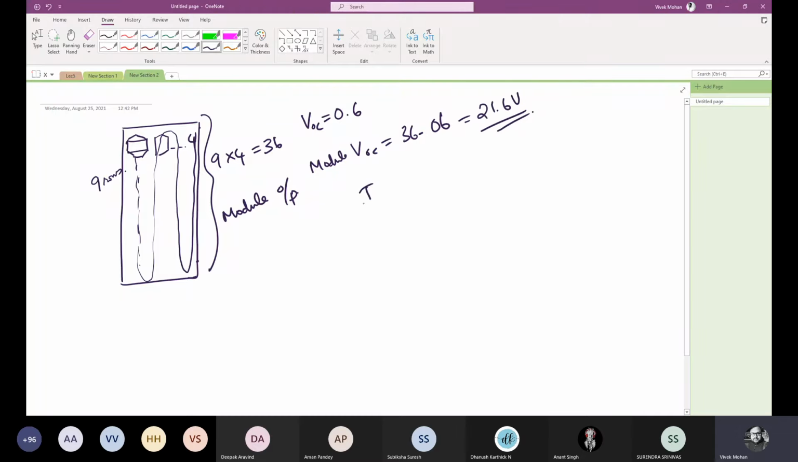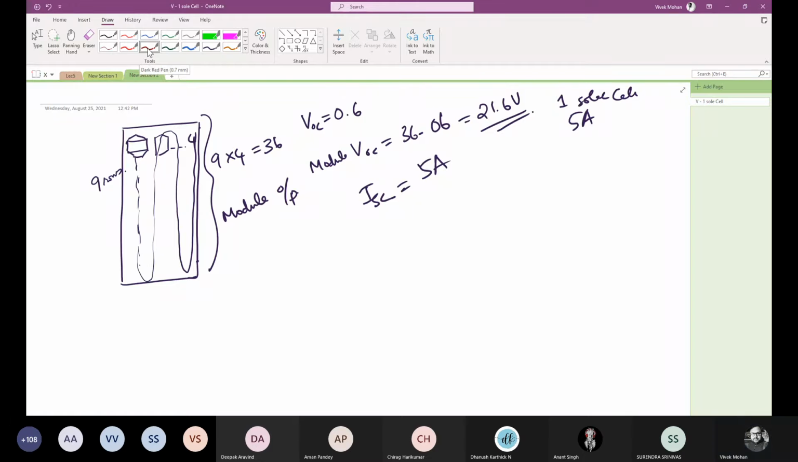And what is the ISC? If for 1 unit it is 5 amps, then the module ISC is 5 amps. Okay, good. Now, I am trying to do the same with the parallel combination.